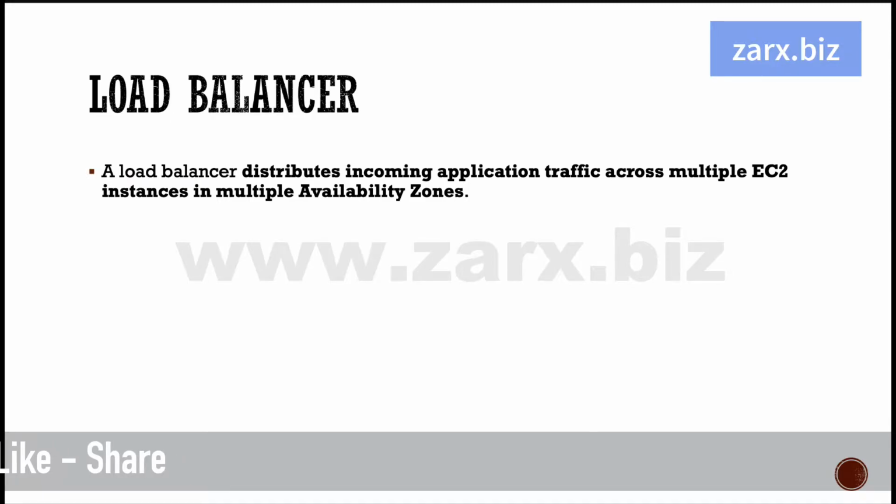Then we have the load balancer. A load balancer distributes incoming application traffic across multiple EC2 instances in multiple availability zones. So in AWS, you can have multiple locations and you can set your zones for your application. Once the traffic is too much on your application and the load is getting over, it is going to distribute the traffic across multiple zones. So you can set up a load balancer for it. There are extra charges for it if you want to do that, but that's something that you should know.